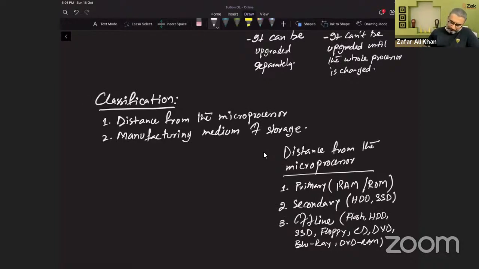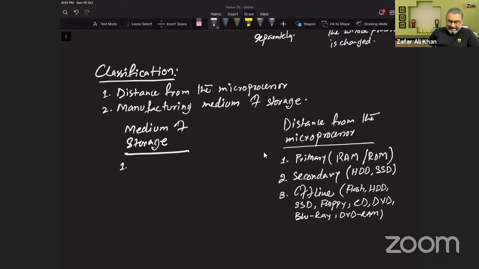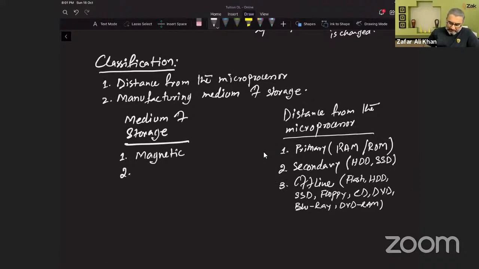Manufacturing medium. That is medium of storage. One, magnetic, means the data is saved magnetically. Second one is electronic. Data is saved in the form of electricity. The voltage is stored. Third, optical. Data is retrieved using light. Optics means anything that is making use of light.